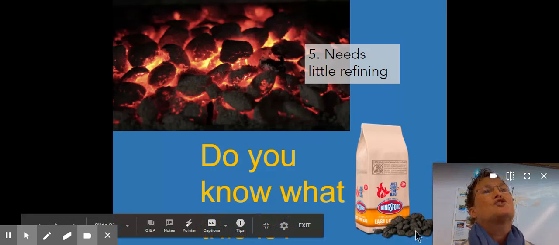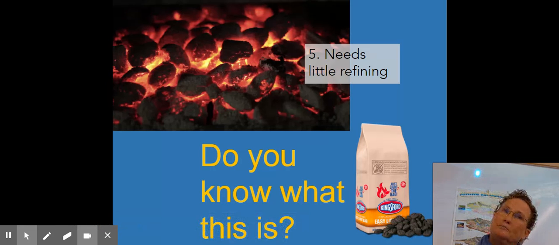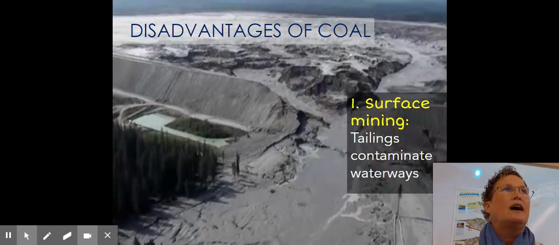So this is charcoal, right? Remember I told you this is not old stuff. This is not coal. It is charcoal. And charcoal briquettes can be used to barbecue. Okay, so you probably know about that.